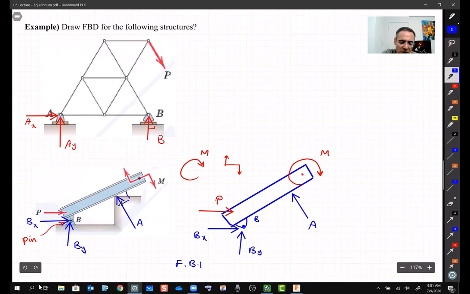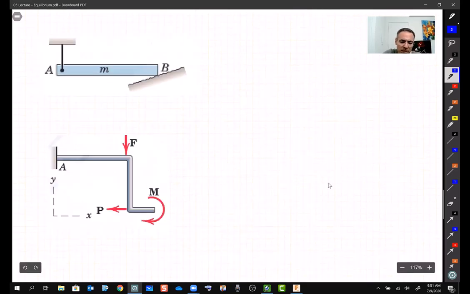You can either draw on the same figures in your assignment or in your exam. But if it's getting messy and you think you're going to make a mistake, then I suggest you draw it separately. Okay. So let's quickly see another example.